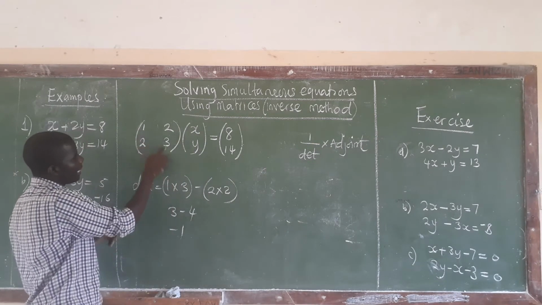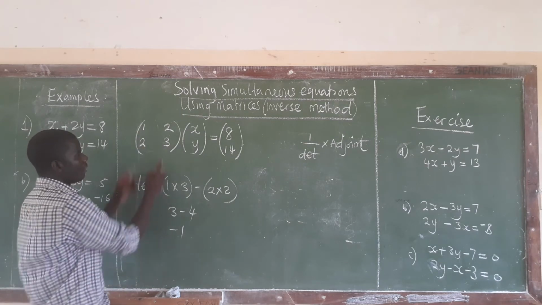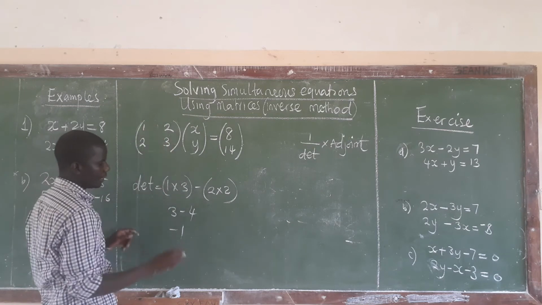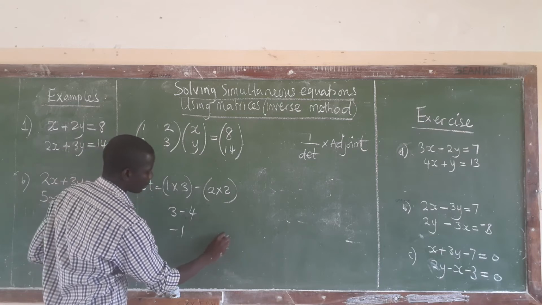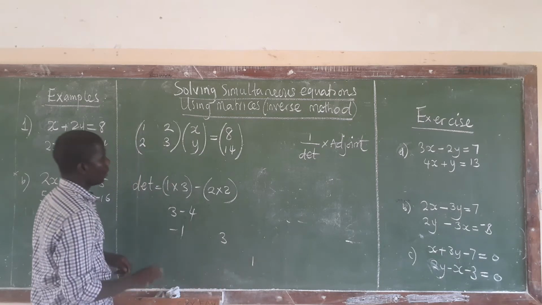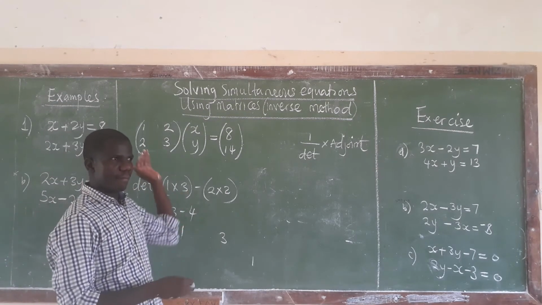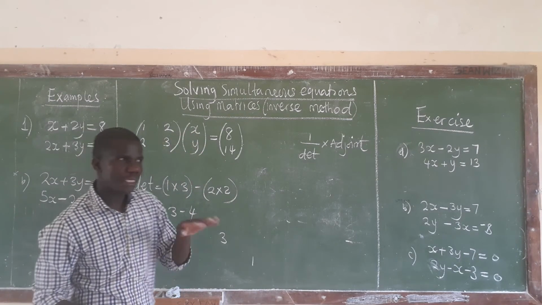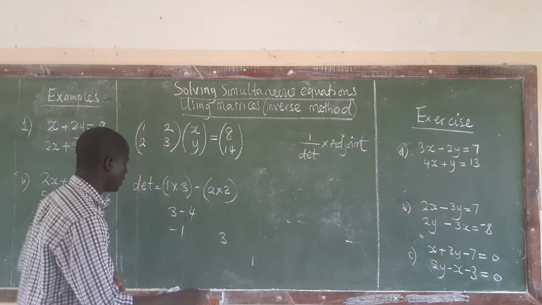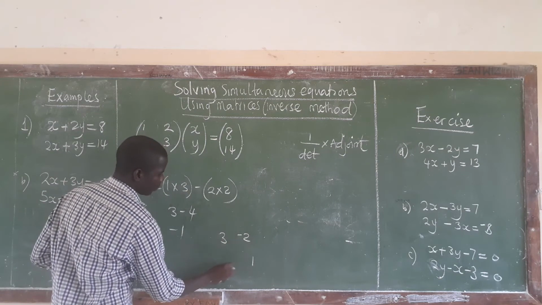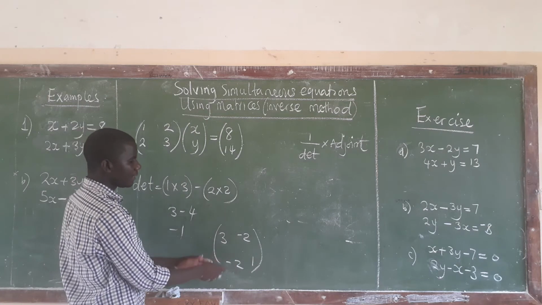But then we are saying, to find the adjoint of a matrix, the elements in the main diagonal will swap. Meaning, the 3 comes here and the 1 comes to this side. So we have 3, then 1 here. What happens to these ones? Only their signs will change. In the minor diagonal, the signs will change, or in other words, you multiply them by a negative. So we are going to have negative 2 and negative 2, like this. This is the adjoint.